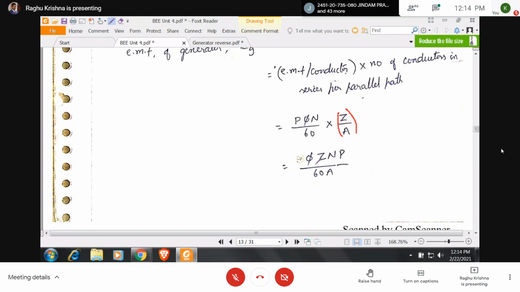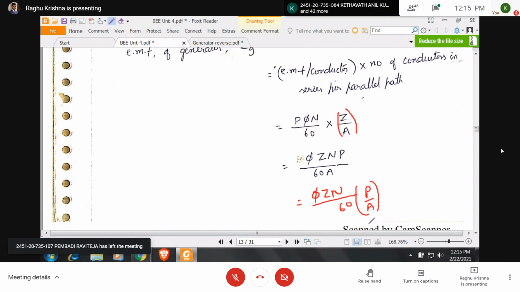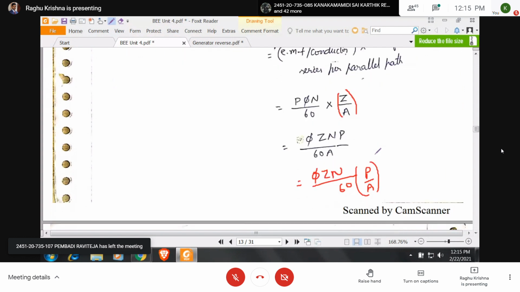Now this can be written as ΦZNP by 60A. Sometimes this can be written like this also: ΦZN by 60 into P by A. One advantage of writing like this: if you have a wave winding, A is taken as 2. If you have a lap winding, A is equal to P. P and P get cancelled. So sometimes it is written like this also: ΦZN by 60 into P by A.